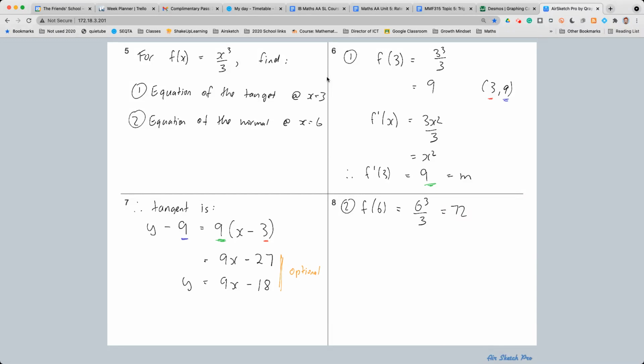72. Again, just really quickly, I just split 6 cubed to 6 times 6 squared. 6 divided by 3 is 2. 2 times 6 squared is 2 times 36, which is 72. That's just how we roll.